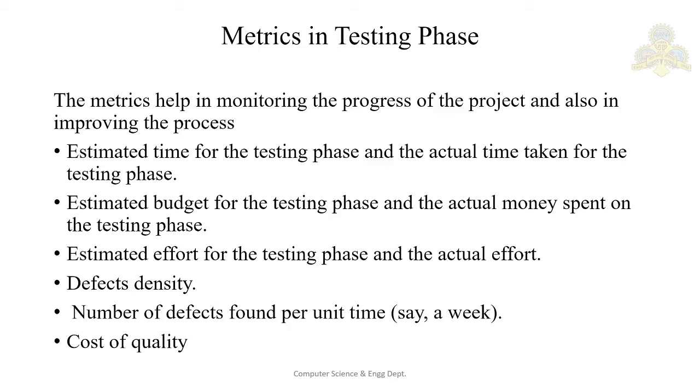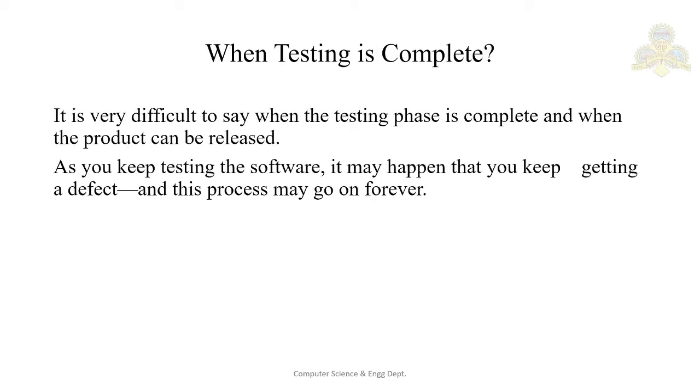The last one is cost of quality. The three components of quality cost are the failure cost, appraisal cost, and prevention cost. These three things we have already seen in our previous discussion. Next, we will study when the testing will be completed.